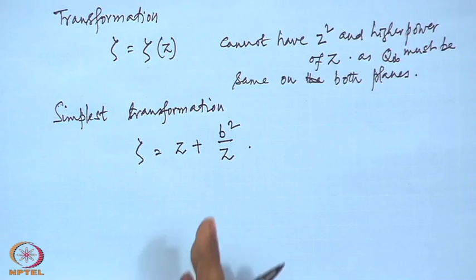You might say that we could have even simpler, only z, why even b square by z? No, we need it, because our airfoils will have a sharp trailing edge, a trailing edge which is sharp or nearly sharp, while in a circle we do not have any sharp point. So, we must have at least one critical point.